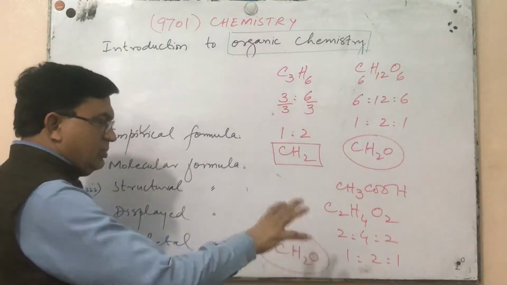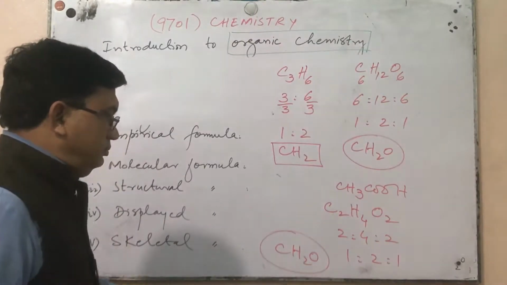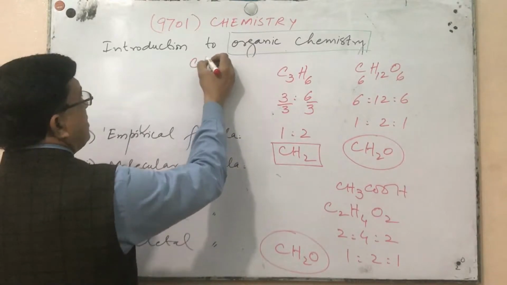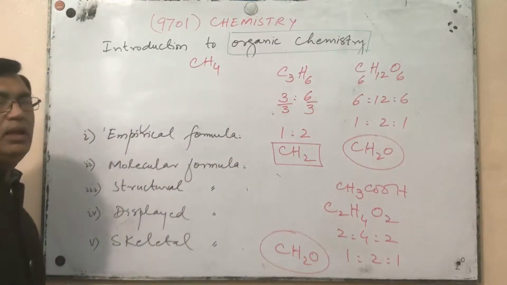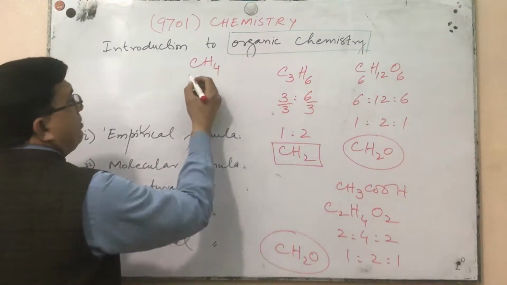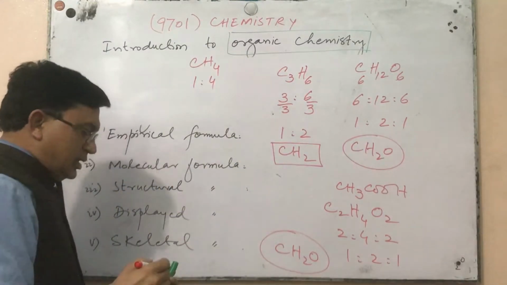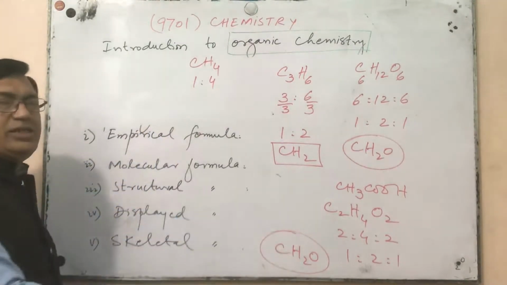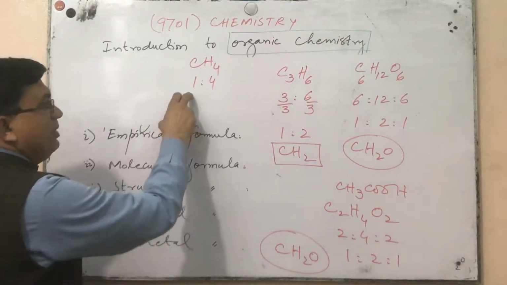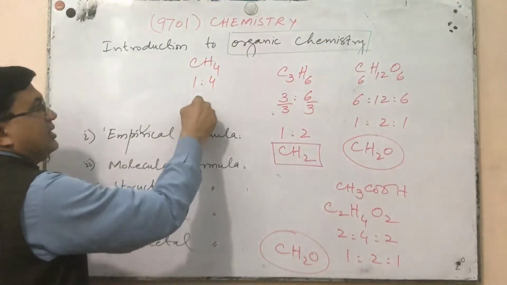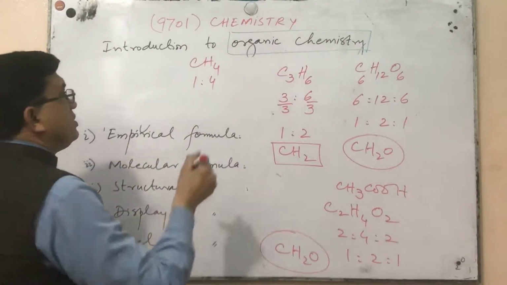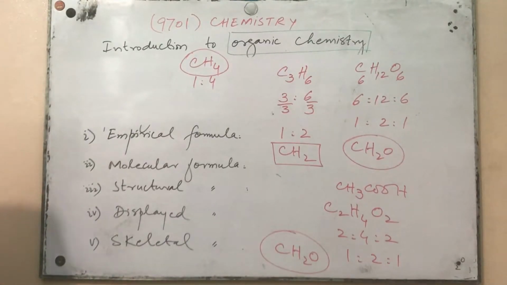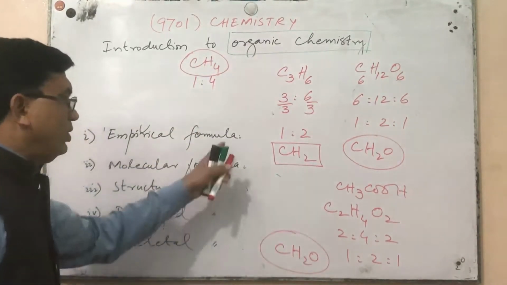The formula which shows the simplest ratio between atoms is called the empirical formula. But if the atomic ratio is already simplified, for example in the case of methane, the ratio between the two atoms is 1:4. As the atomic ratio of carbon is already simplified, it cannot be further simplified. That's why in this case the formula CH4 is the empirical formula for methane.